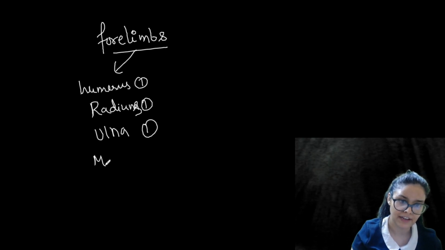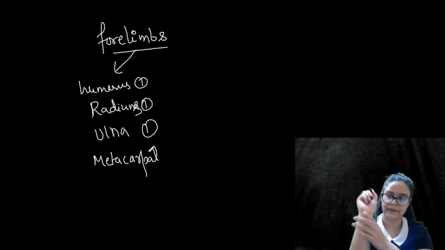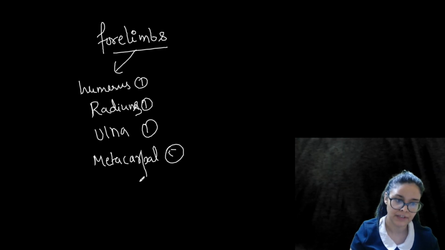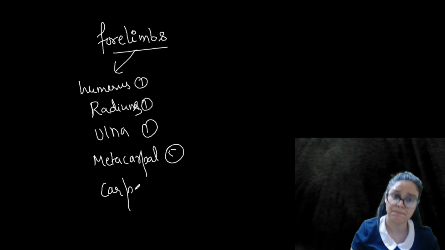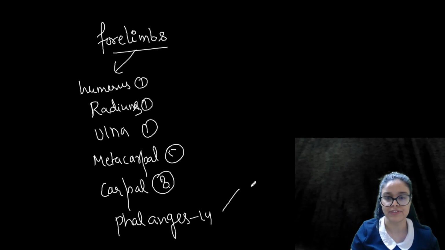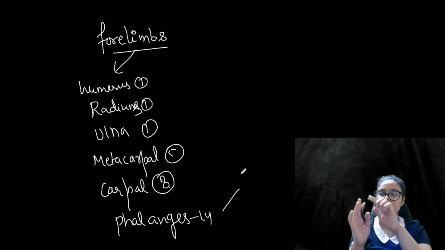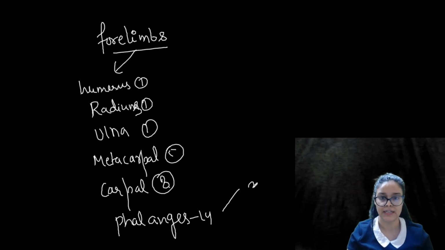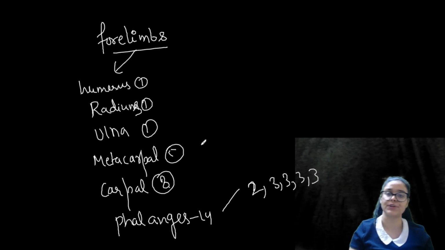We are having metacarpals. Metacarpals are the palm bones, 5. We are having carpals. Carpals are the wrist bones, 8. And phalanges are our fingers. Phalanges, we are having 14 bones. If we see the phalangeal formula, 2 here, then 3, 3, 3 in each of the fingers. So 2 bones in the thumb and 3 in each finger.